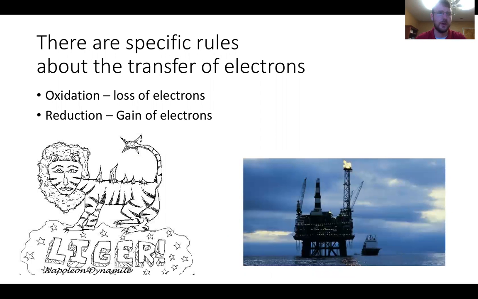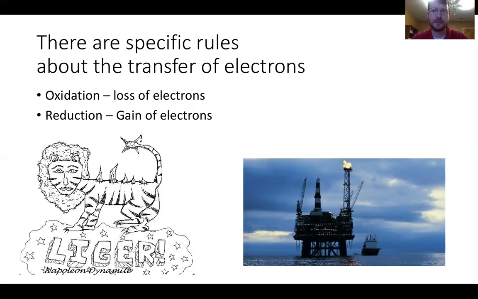So here are some specific rules about the transfer of electrons. We're going to talk about oxidation. We're going to talk about reduction. Oxidation is the loss of electrons. So if something loses an electron, it becomes oxidized. If something loses an electron, another thing has to gain an electron. That thing then is being reduced, or that is the reduction.